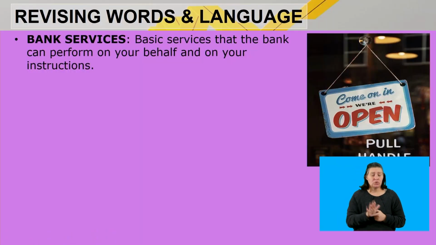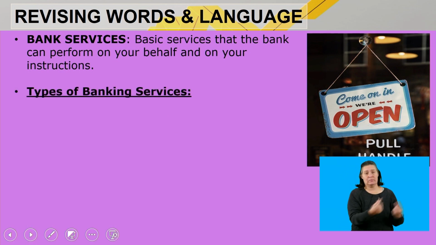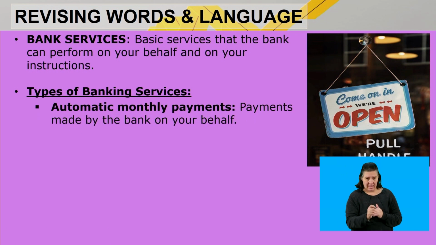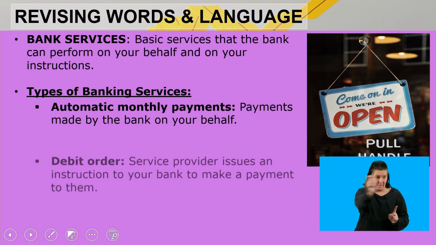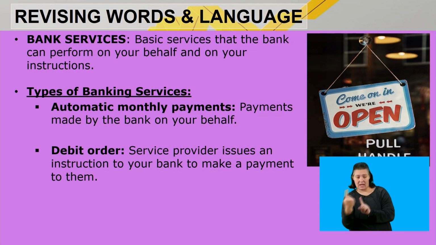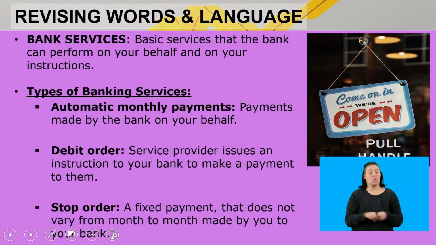We indicated that bank services are the services that the bank can perform on your behalf and on your instruction. We also looked at the types of banking services, where we indicated that an automatic monthly payment is made by the bank on your behalf. Then we looked at the debit order. That's where the service provider issues an instruction to your bank to make payments to them. Also, we looked at stop orders. That's a fixed payment that does not vary from month to month, made by you to your bank.